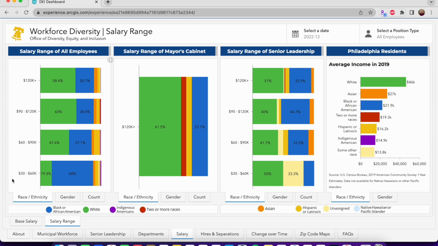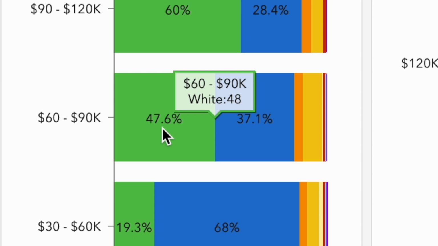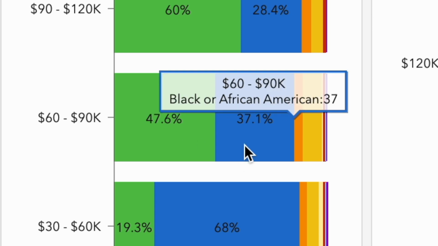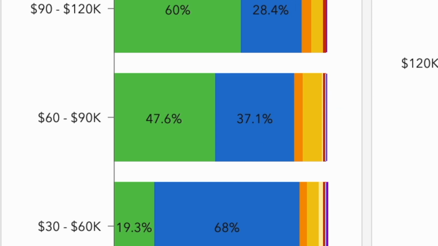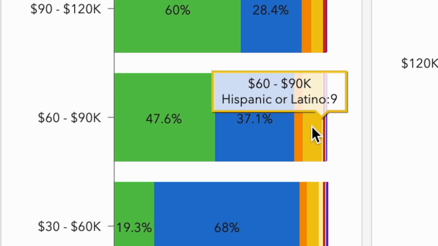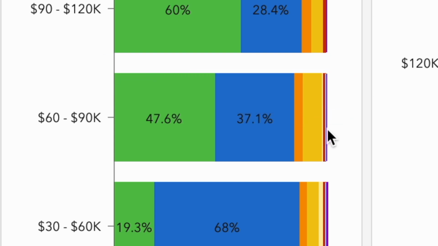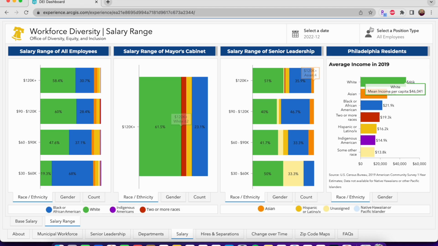But this time we're looking at a range of salaries, and the breakdown of race and ethnicity is within each bar. So we can see here that within the 60 to 90,000 year range, 47% of the employees in that range are white, 37% are Black, and then if we want, we can hover here, we can see 4% are Asian, 9% are Hispanic or Latino, and then there's a very small percent for the rest of the racial categories.